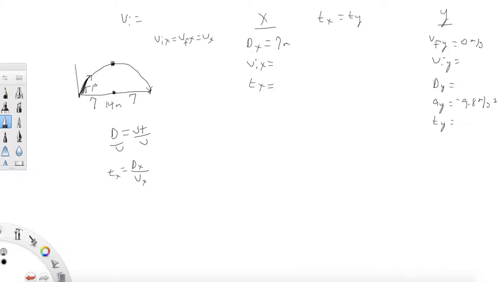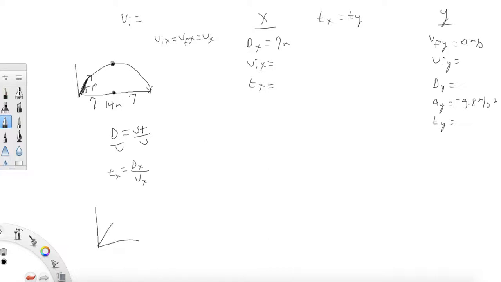So over here I've got final velocity, I've got acceleration. An initial velocity would be helpful. I don't know what the initial velocity is in the y direction here, but what I can do is write the initial velocity in the y direction in terms of the initial velocity in the x direction. So let's go down here. Let's draw this little triangle again.